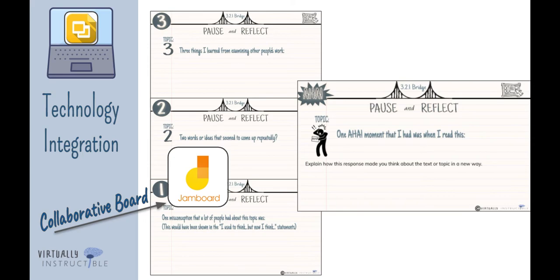So 3 things that they learned from examining other people's work, 2 words, because the 3 was 3 words. So 2 words that seem to come up repeatedly. I think that's an important one, and I use that a lot in a lot of my activities because I think if something is coming up repeatedly, it's important, and kids should learn to notice that.